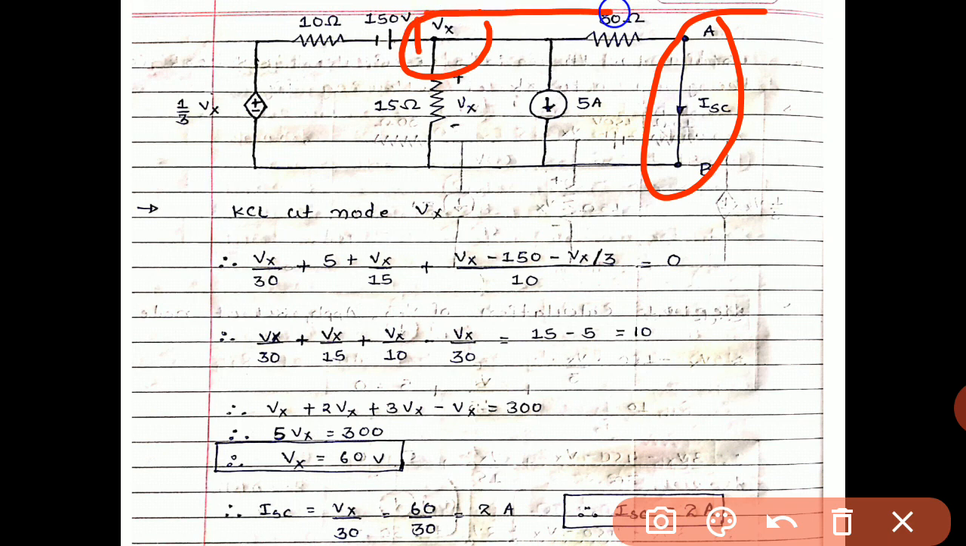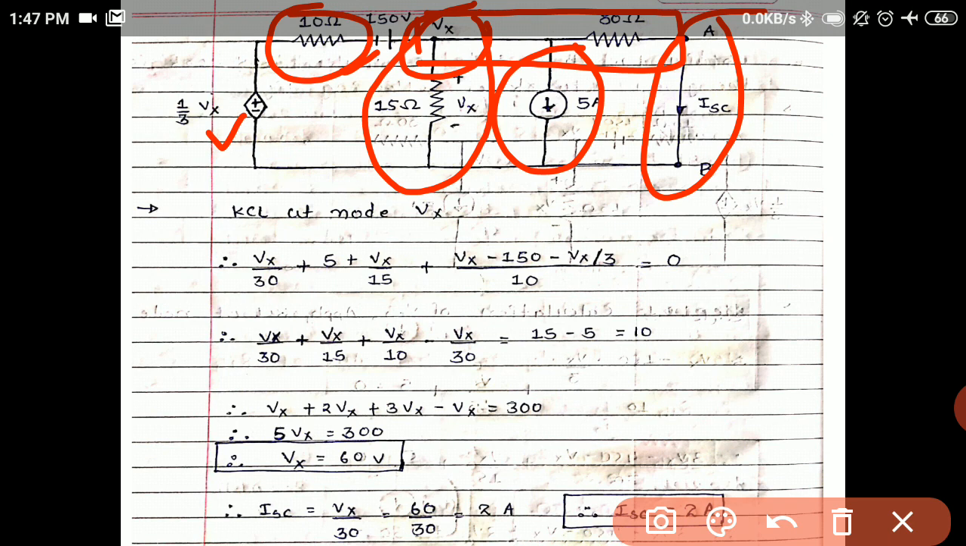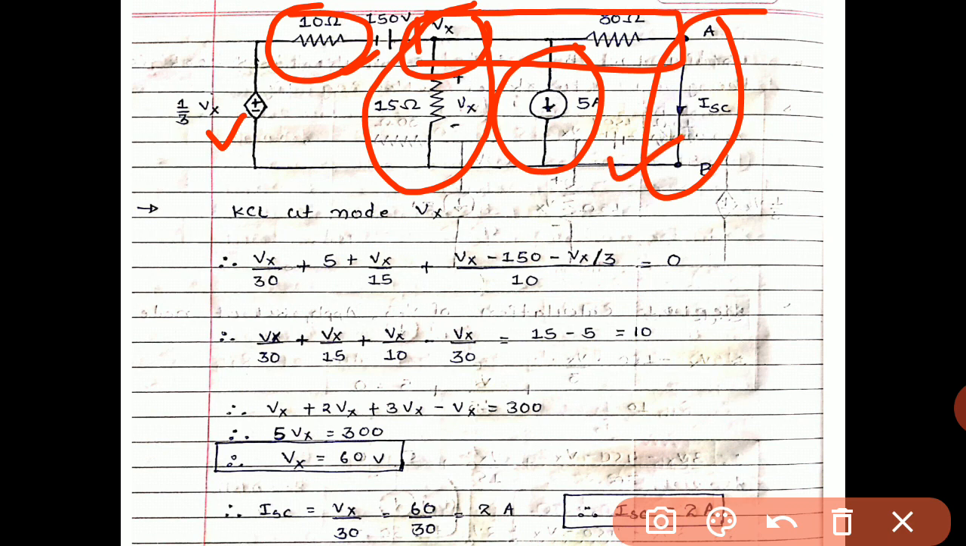So for the first branch, Vx divided by 30, then plus 5. For this branch, plus 5 plus Vx divided by 15. For this branch, plus Vx divided by 15 plus (Vx minus 150 minus Vx by 3) divided by 10. This is quite the same as the previous case. By short circuiting AB, we just add Vx by 30. By simplification, taking the LCM, we get the value of Vx.